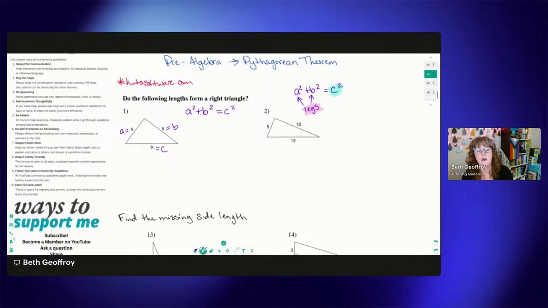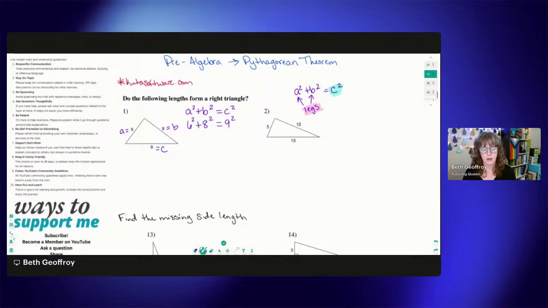Okay, awesome. So a squared is going to be 6 squared, and we do always have to square these numbers. We can't just plug in 6 plus 8 equals 9. That is not how we test right triangles. We always have to square each of the A's, B's, and C's. And maybe if there's time, we can get into why and how that works a little bit later.